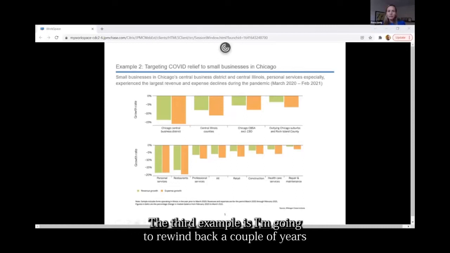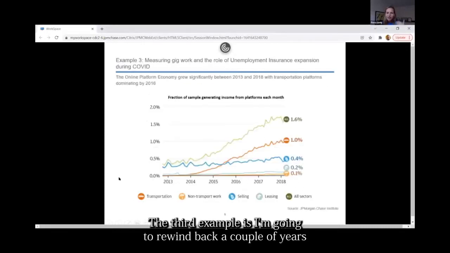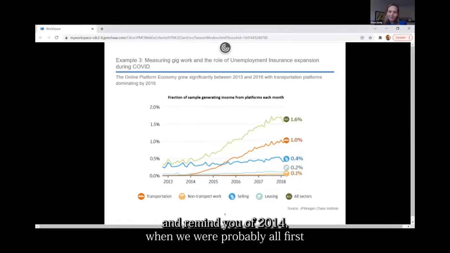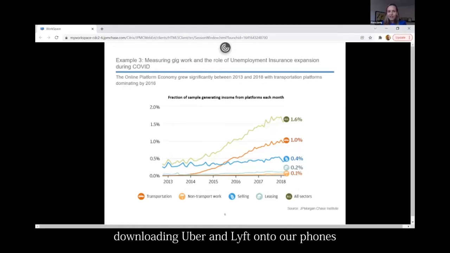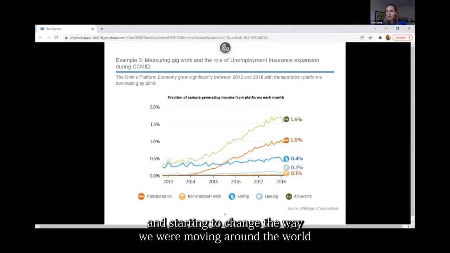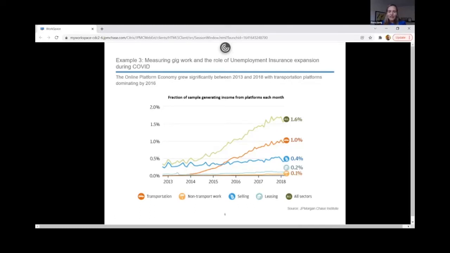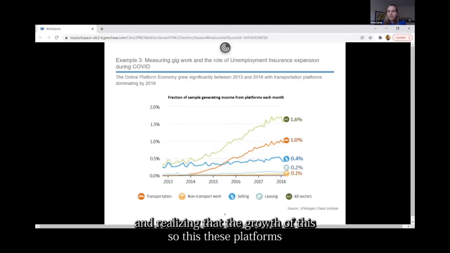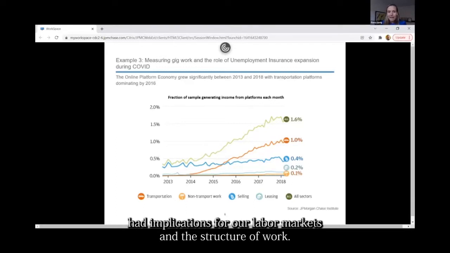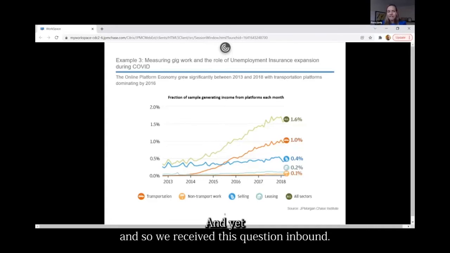The third example is, I'm going to rewind back a couple of years and remind you of 2014, when we were probably all first downloading Uber and Lyft onto our phones and starting to change the way we were moving around the world, and realizing that the growth of these platforms had implications for our labor markets and the structure of work.